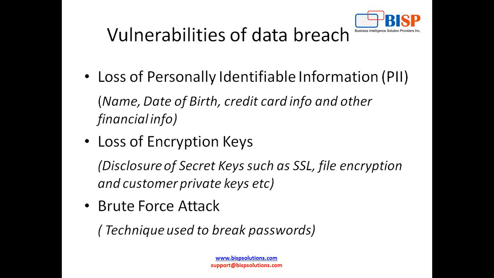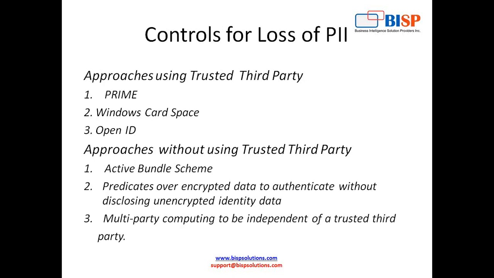So the second set of approaches is without using a trusted third party. The first one is the active bundle scheme. So what does the active bundle scheme do? It is a self-integrity check to find out if the data is tampered with or not. If the integrity is compromised, then it will destroy the data itself by methods called apoptosis and evaporation. So the data is vanished then and there if the self-integrity is compromised. That can be used without any trusted third party, and that's called the active bundle scheme.